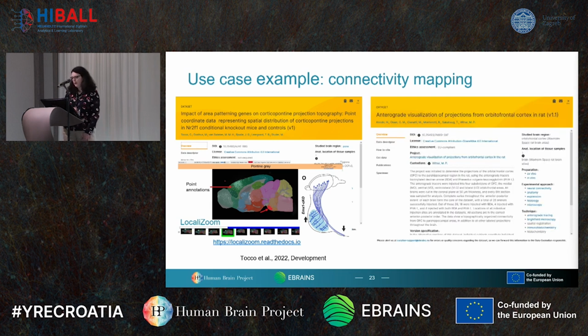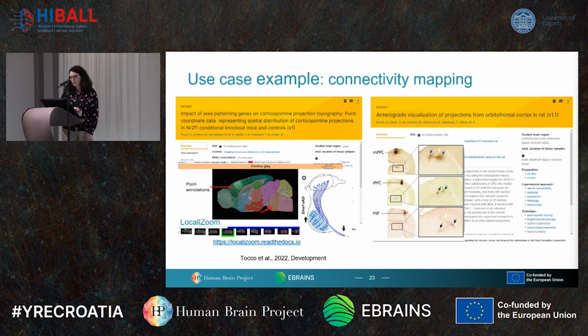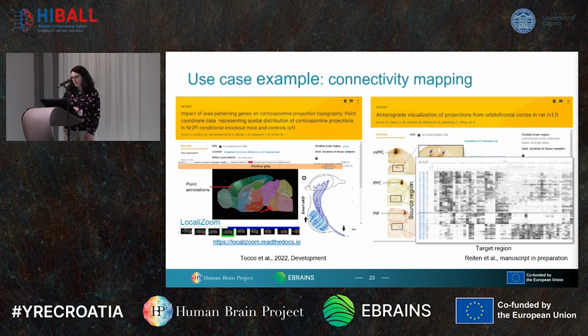Another example with collaborators in Trondheim, the Witter Lab, also doing tract tracing studies in the orbitofrontal cortex, and here as well used the same approach to extract whole brain cortical mapping of the different regions.